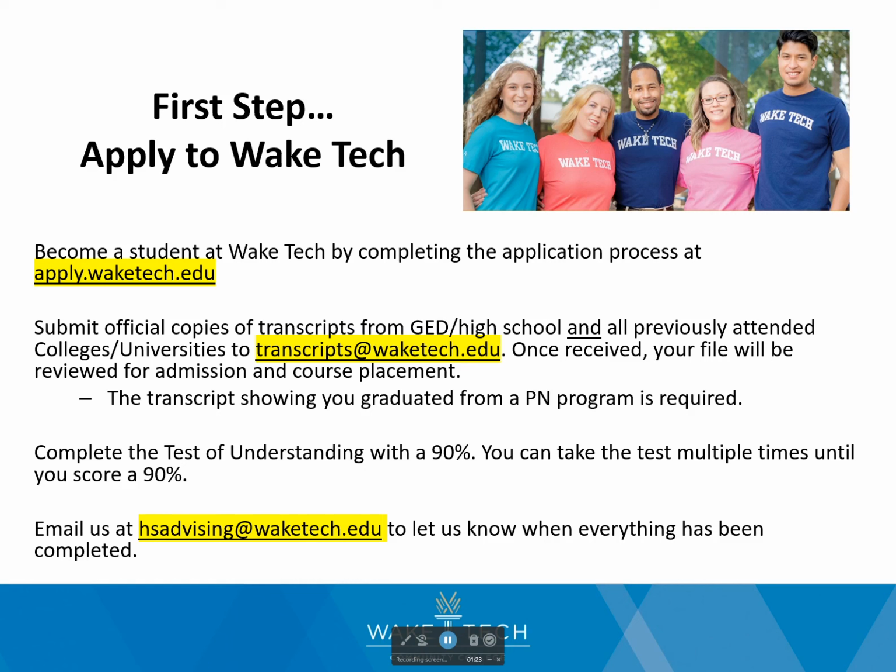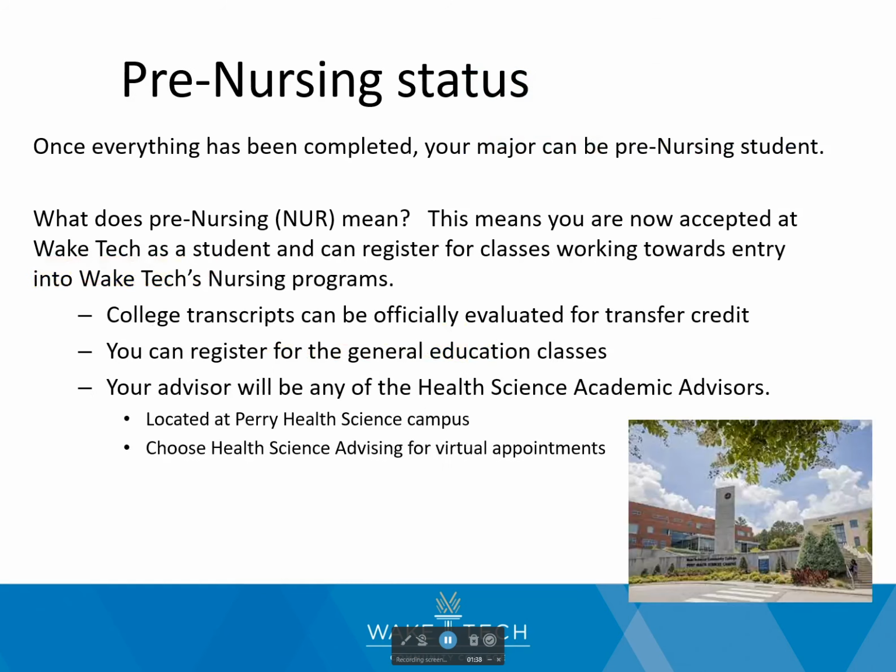You can take it as many times as you want to. You need to score 90% or better on it. And then you're going to email us. You see the email at the bottom of the screen. That is hsadvising@waketech.edu. Just let us know all of that is done. And when that is done, we are going to get you accepted as a pre-nursing student.